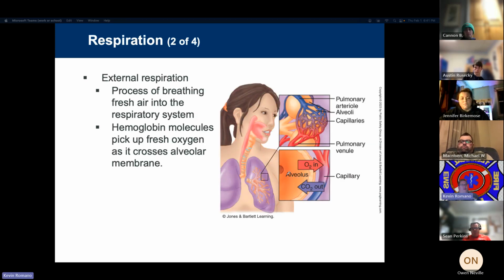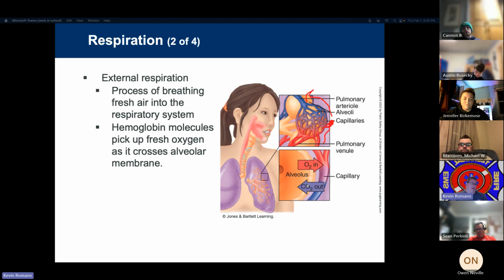So external respiration is the process of breathing fresh air into the respiratory system, right? Air from the outside coming in, exchanging oxygen and carbon dioxide between the alveoli and the blood in the pulmonary capillaries. Looking at the photos here, we have the pulmonary venules coming in. You can kind of see it red on red, right? Exchange is happening here. Our cells are being oxygenated, and then the blue part here, the pulmonary artery, is deoxygenated and comes back out, and it starts to cycle all over again.